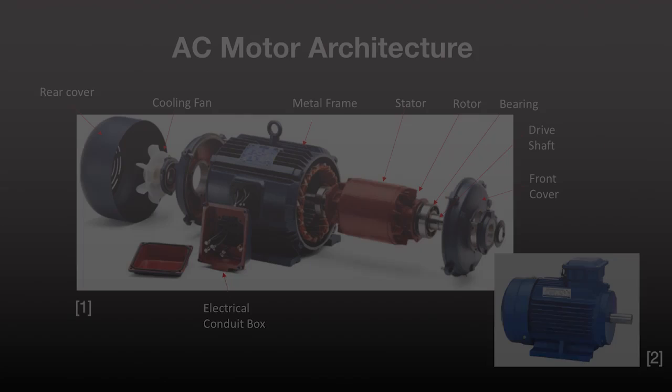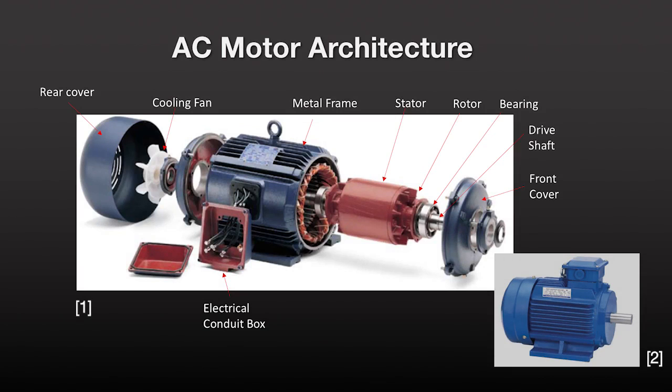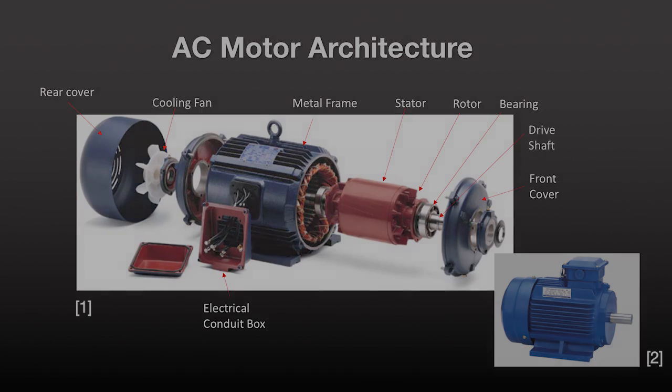Shown in this slide is the general architecture of an AC induction motor. The rotor revolves within the stator, a fixed electromagnet housed inside a metal frame. A drive shaft supported by bearings is fixed to the rotor, supplying torque and speed to an external mechanism. A cooling fan conducts heat from the stator coil magnets out the rear of the motor. The conduit box holds the electric wires from the line power and distributes them to the windings.